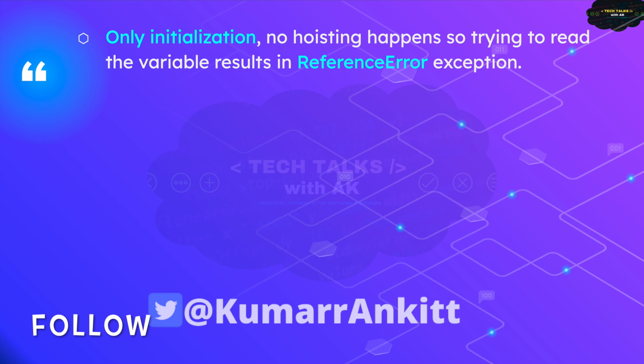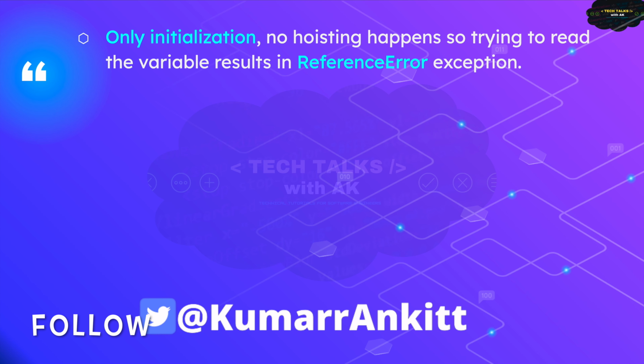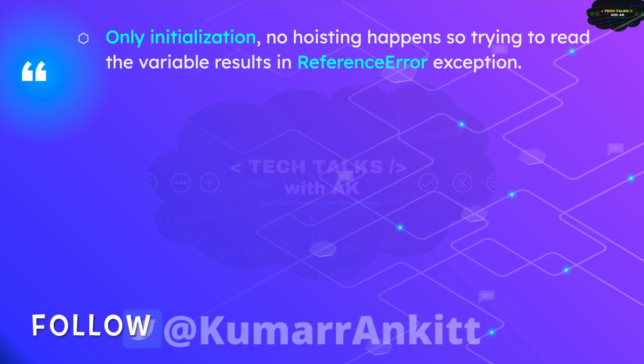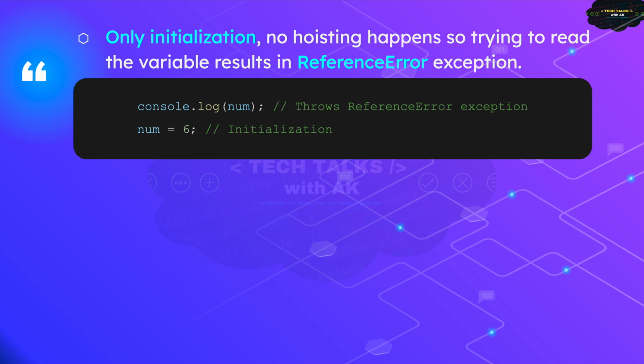When there are only initializations, no hoisting happens. So if we try to read the variable, it results in a reference error. For example, console.log(num) throws a reference error exception because there is no declaration. This piece of code contains only initialization, no declaration, so initialization will never get hoisted. The first line will throw a reference error.